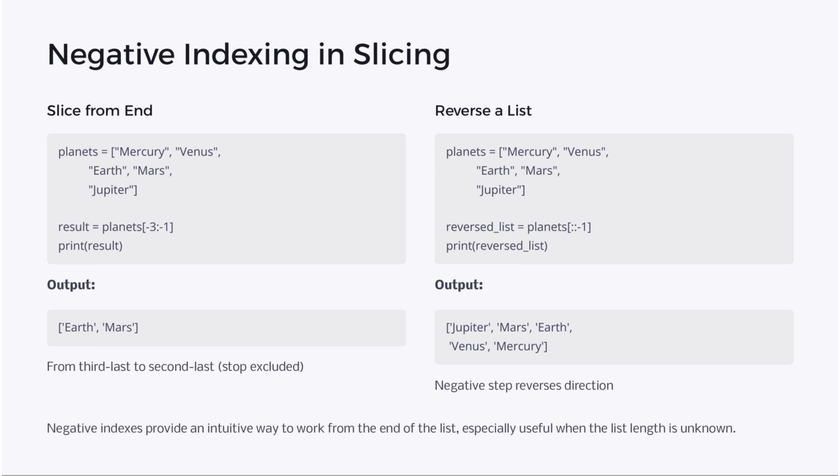Negative indexing allows slicing from the end of a list. For example, planets[-3:-1] returns [Earth, Mars], slicing from the third last to the second last element. Additionally, using a negative step, such as planets[::-1], reverses the list. This technique is particularly useful when the list length is unknown, enhancing flexibility in data manipulation.